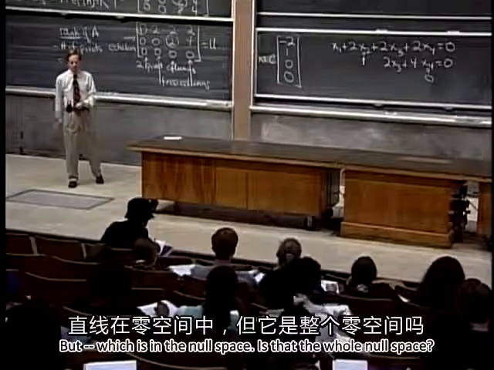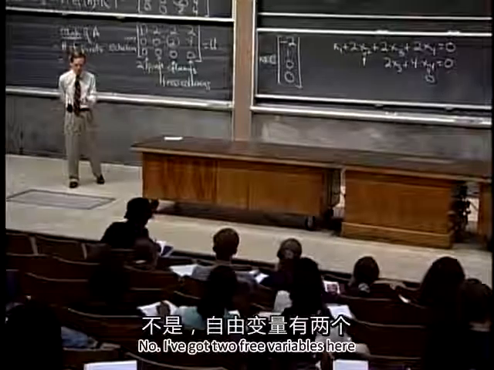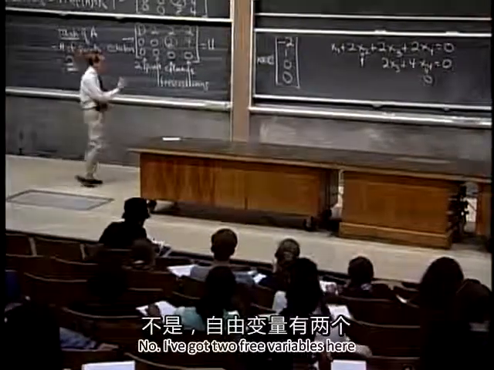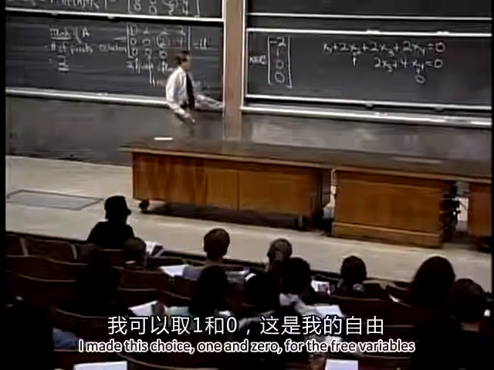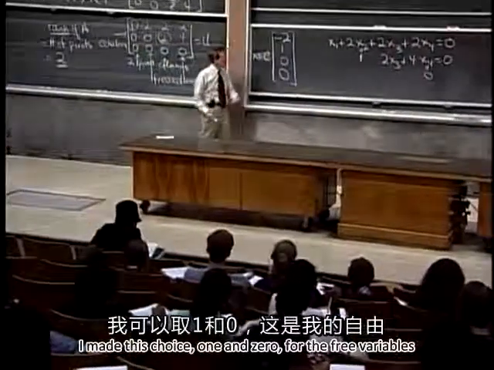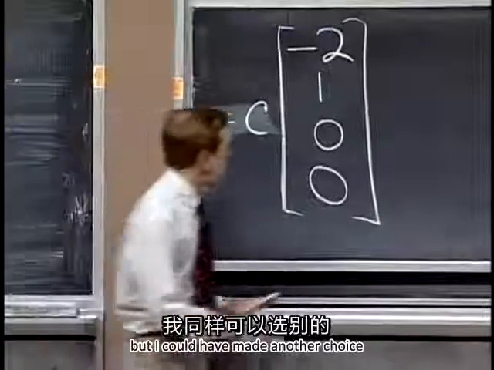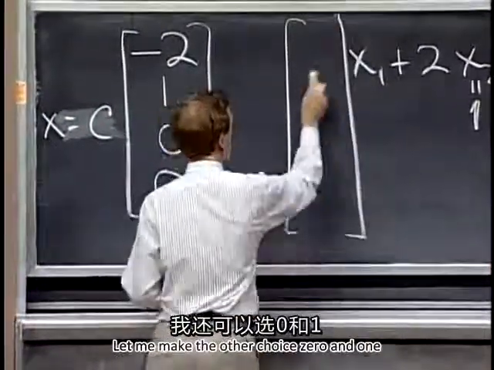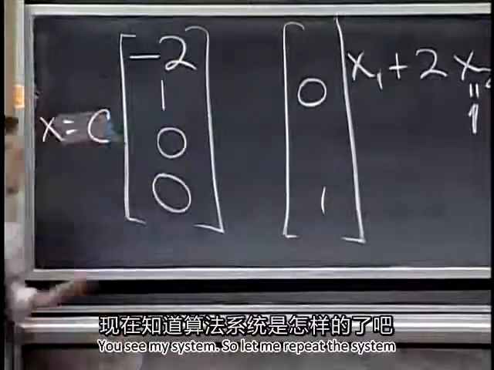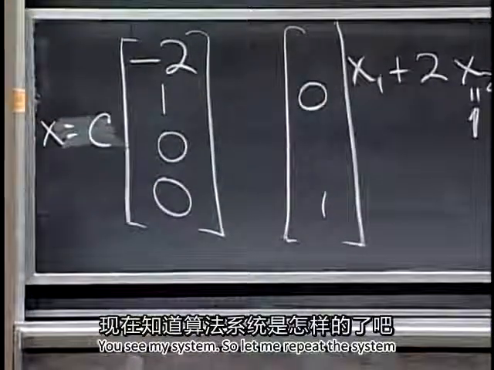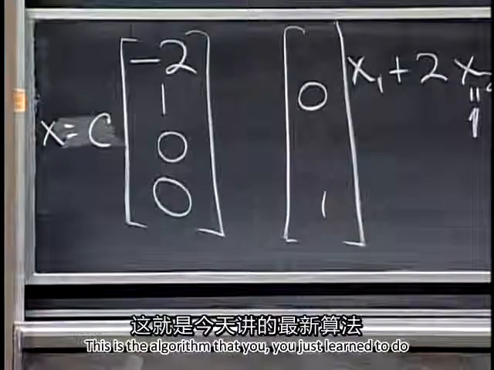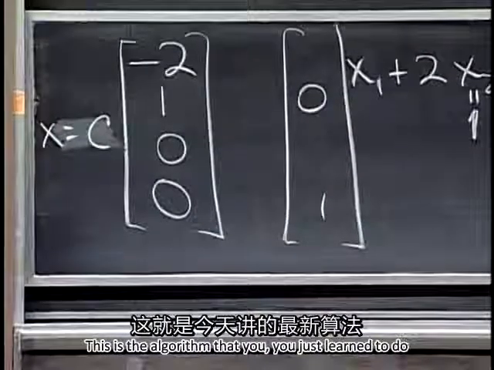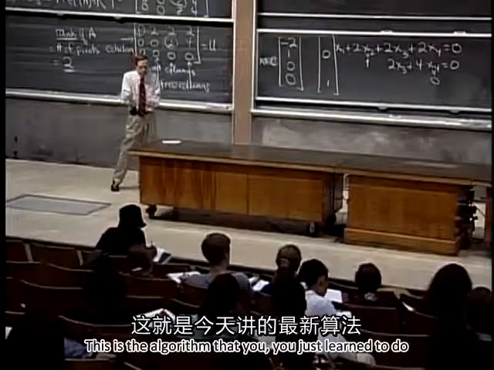Is that the whole null space? No. I've got two free variables here. I made this choice 1 and 0 for the free variables, but I could have made another choice. Let me make the other choice 0 and 1. You see my system. So let me repeat the system. This is the algorithm that you just learned to do.